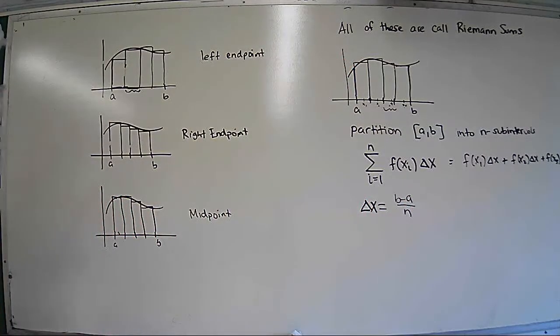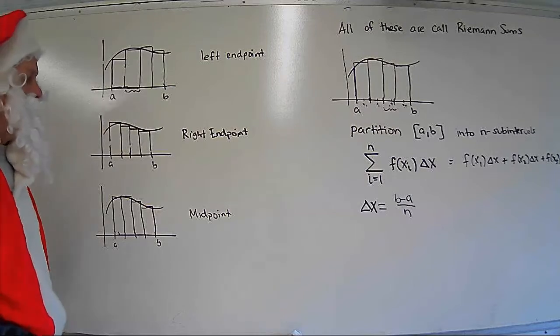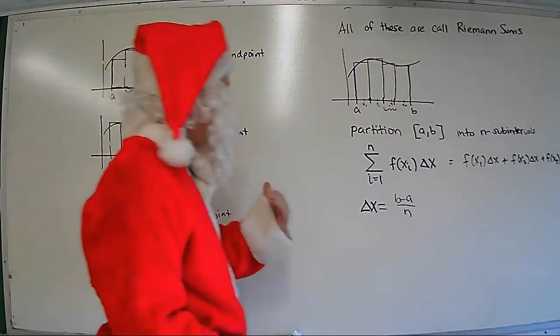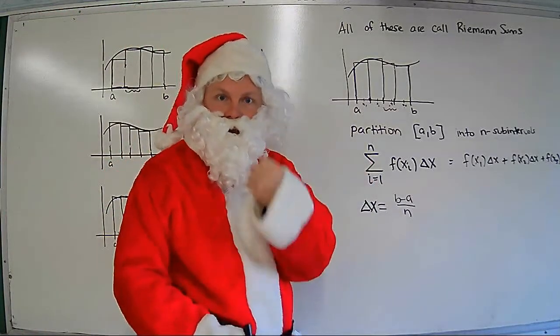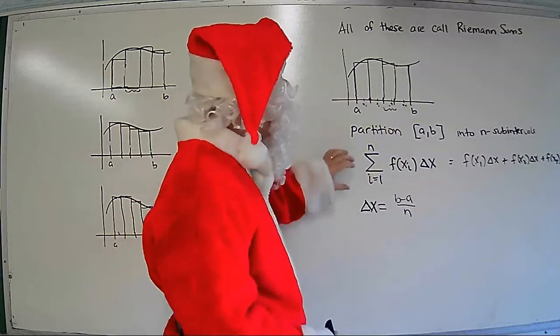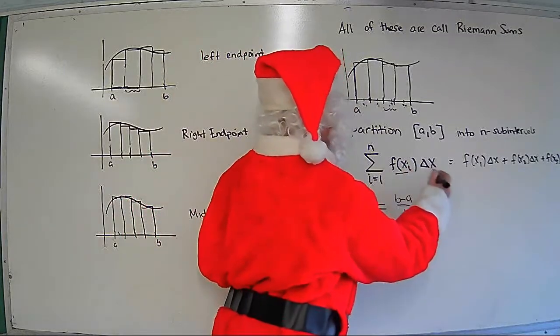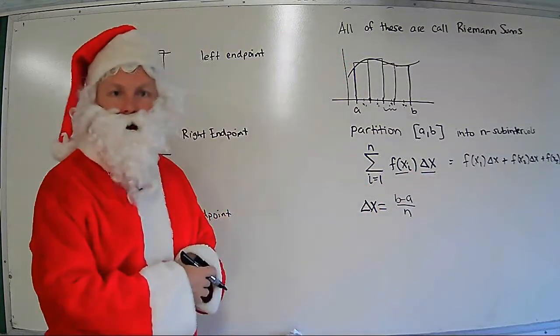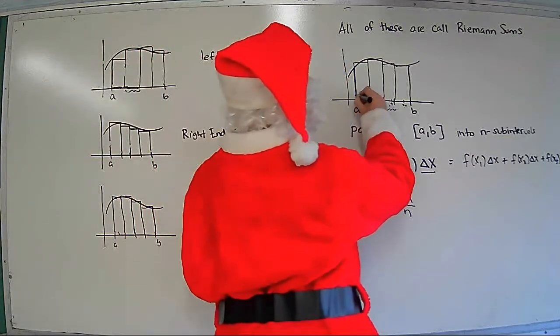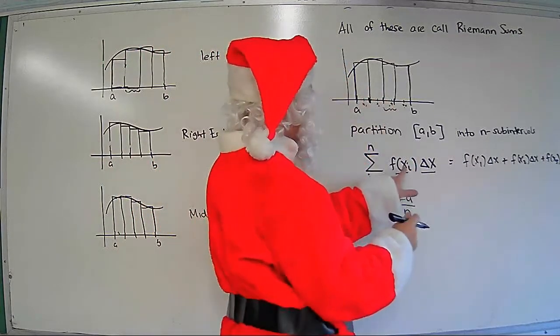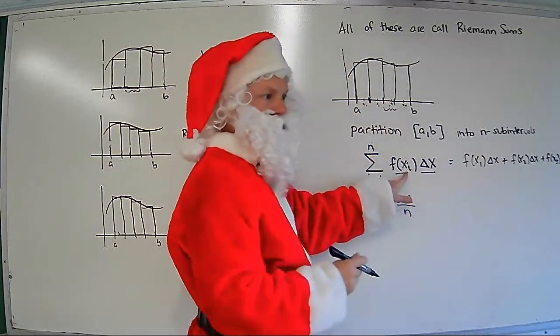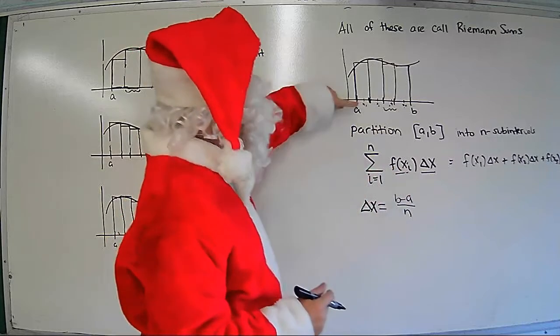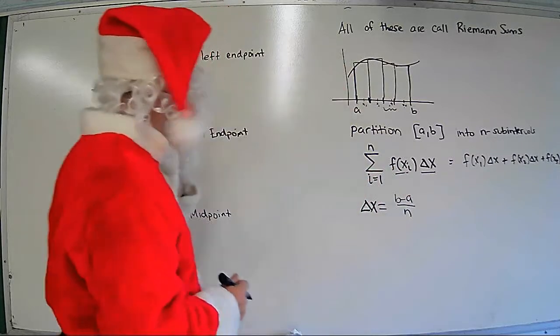Okay? But that's what a Riemann sum is. It's basically just summing up a finite, a countable, if you will, number of f of x times delta x. And these x sub i's here, these places where you're finding y values, are the way that you get the heights of those boxes.